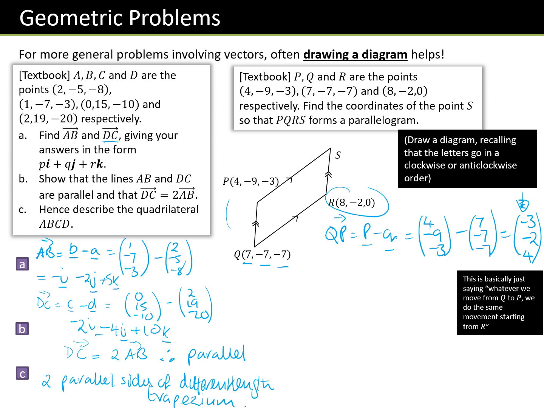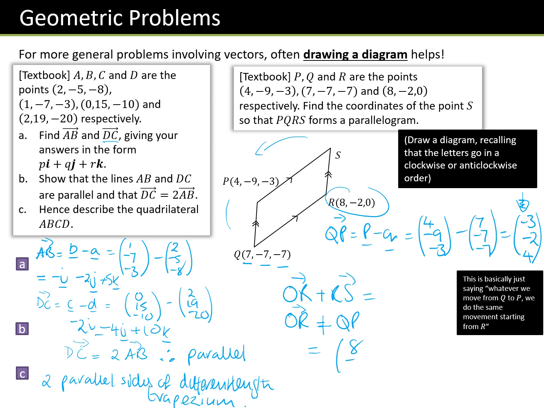We've gone P, Q, R, and then S, so it's going anti-clockwise. So if we get ourselves to R, O to R plus R to S, that's going to give us the coordinates of S. So this is really going to be O to R plus the journey that we've just found, which is Q to P.